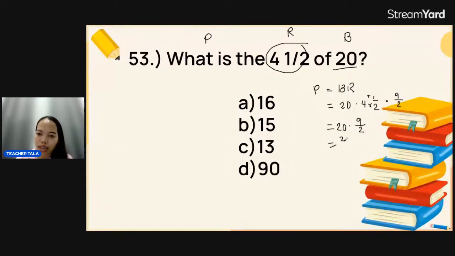Now, we're going to cross-cancel. Ano ba yung cross-cancel? Ang gagawin sa cross-cancel, so 20 can be divided by 2. So, that will be 10. Si 2 divided by 2, that will become 1. Now, puras na siya 1. Ang mangyayari, we're just going to multiply 10 times 9. That's 90 over 1. You don't need to write them. So, P is equal to 90. That's letter D.